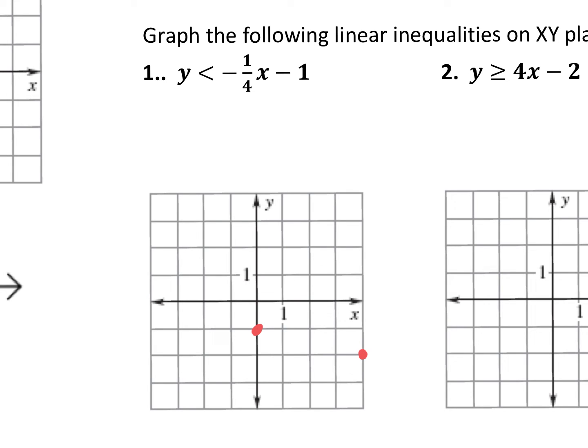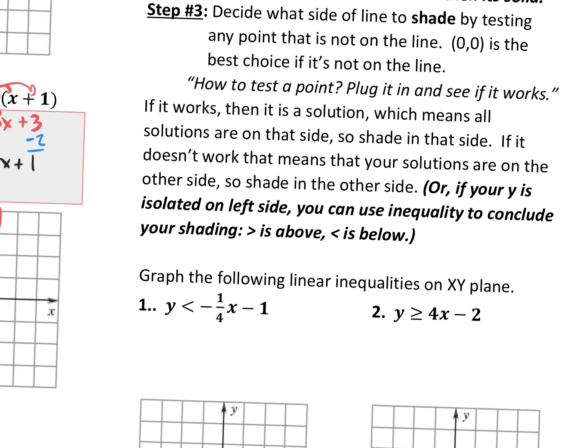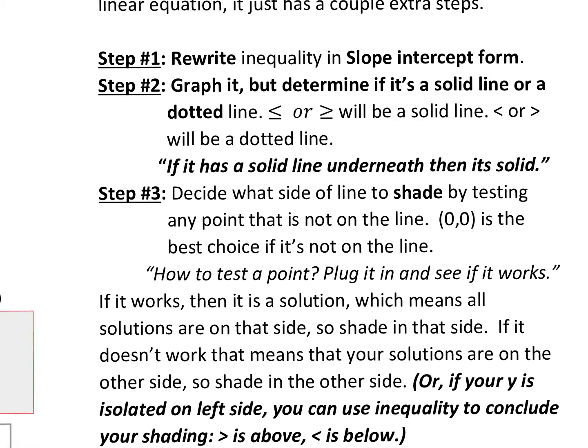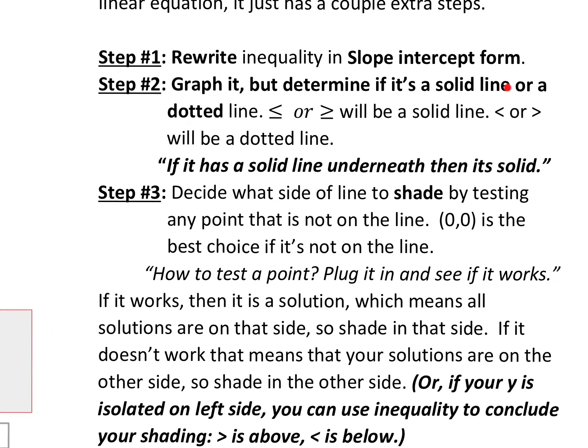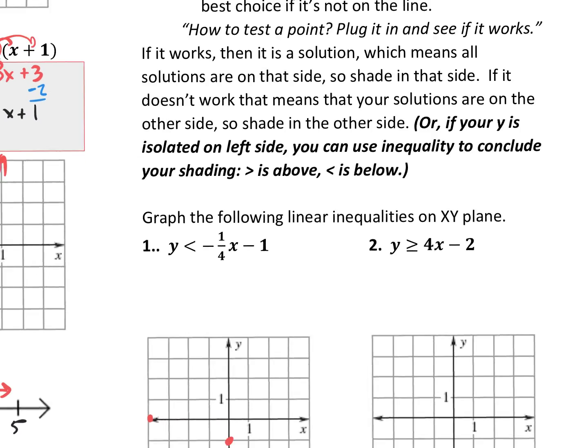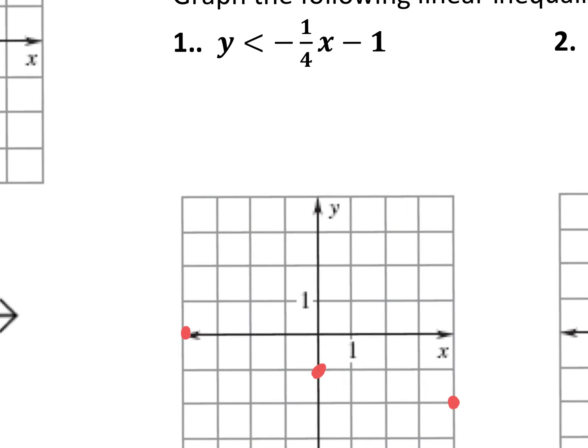Now, before drawing my line with arrows, I need to ask myself the step 2 question. It says graph it, but determine if it's a solid line or a dotted line. If it has a solid line underneath it, it's going to be a solid line. Do we have a solid line underneath the inequality? No, there's no solid line right here, which means this is not going to be a solid line. So it's going to be a dotted line. So everybody, let's just do a couple of dashes going through right here.